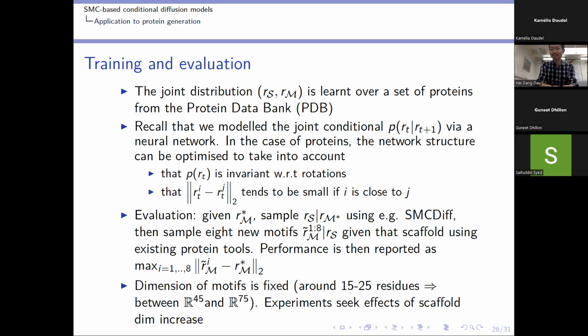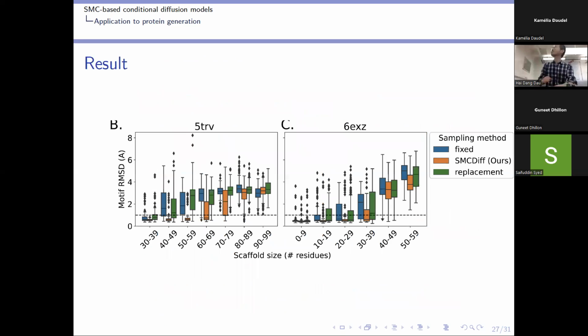And so in their experiment, the dimension of the motif is fixed, so around 15 and 25 residues. So that is between R45, R75, and the experiment seeks effects of an increase in the scaffold dimension. All right, so here's what they have got.